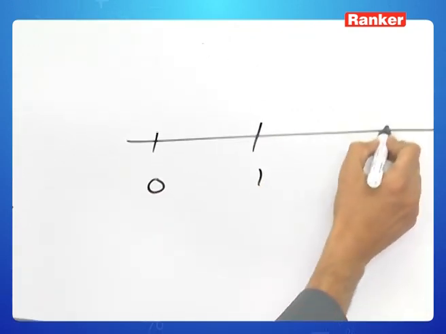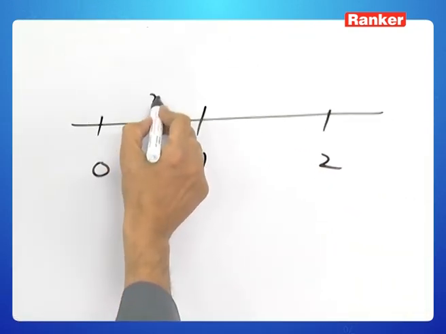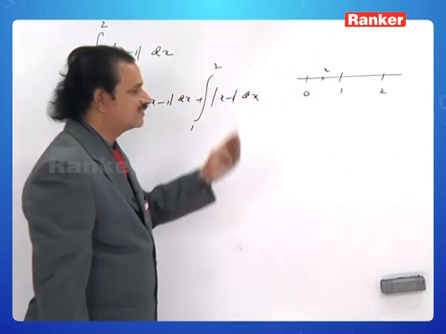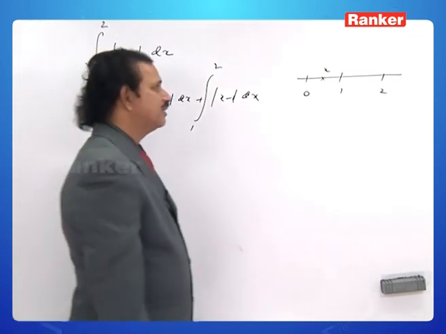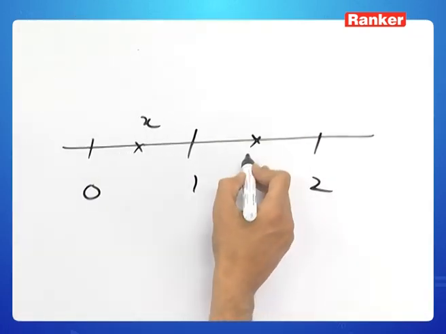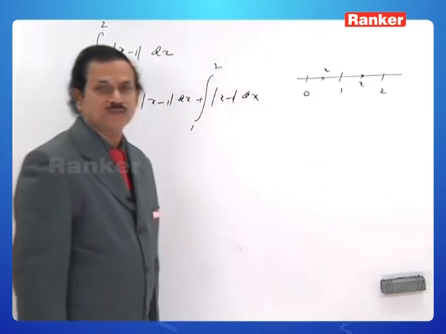0, 1, 2. Suppose x is here, x is less than 1. What is mod x minus 1? It is 1 minus x. Suppose x is here, x is greater than 1. What is mod x minus 1?